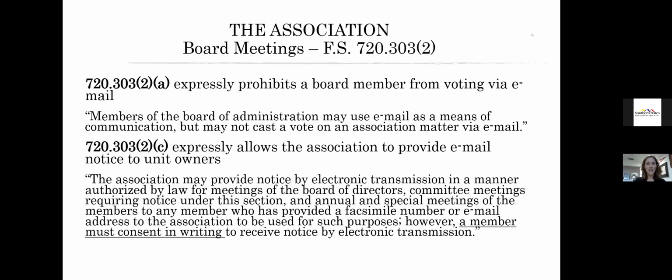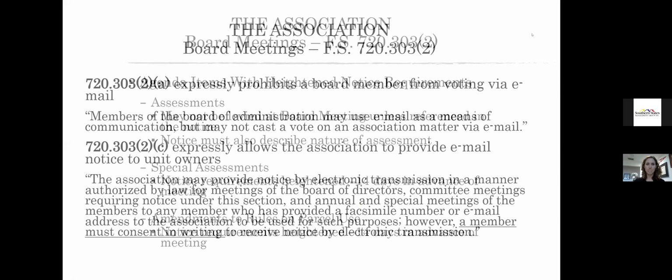Board members cannot vote by email. They can discuss, but they cannot vote. Here we are again with the association's ability to provide email notice to unit owners. Again, you can do that, but your owners must have consented in writing to receive such notice.